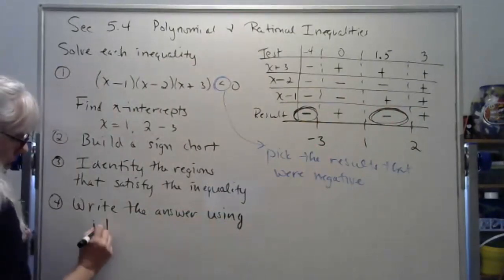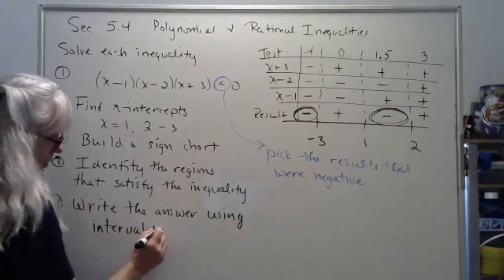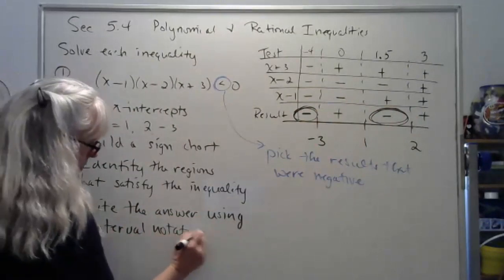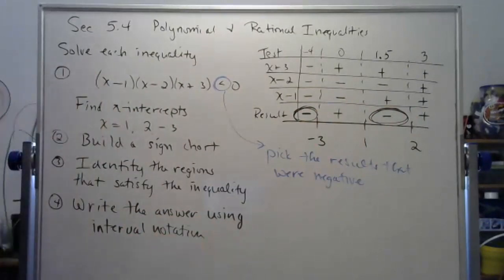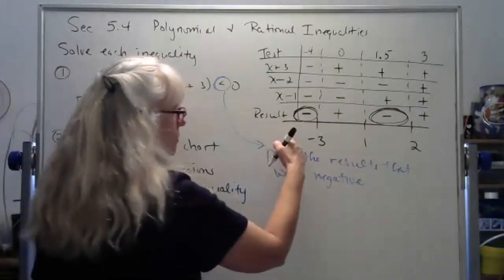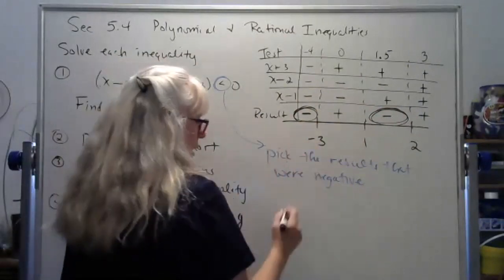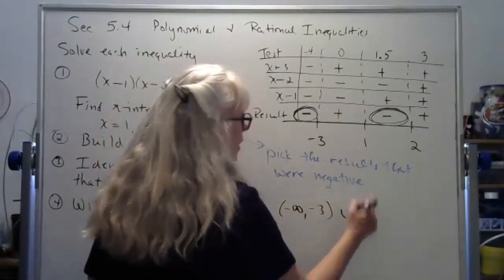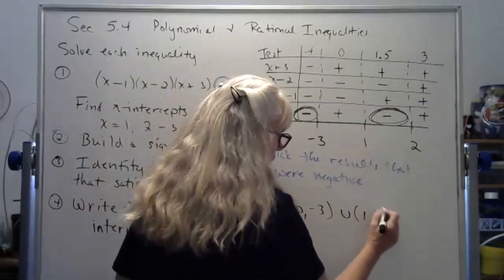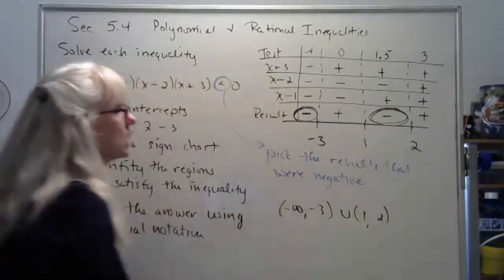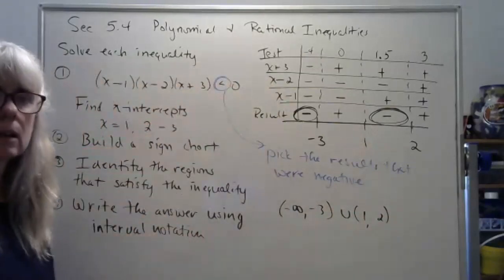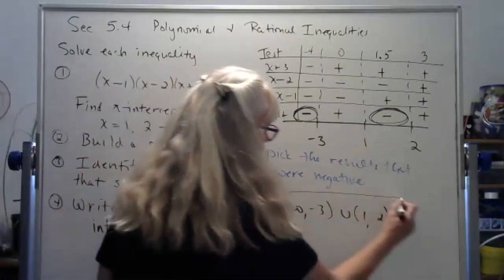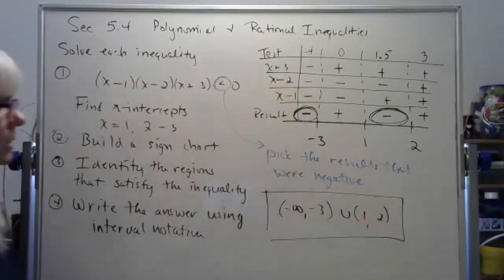Using interval notation. Okay, so the correct answers are going to be from to the left of -3 to -3. So that would be negative infinity to -3. And then we're going to go from 1 to 2. Now I'm going to use parentheses on everything because the inequality does not include the equal sign. So then my final answer is negative infinity to -3 union 1 to 2. And that's your first polynomial inequality.